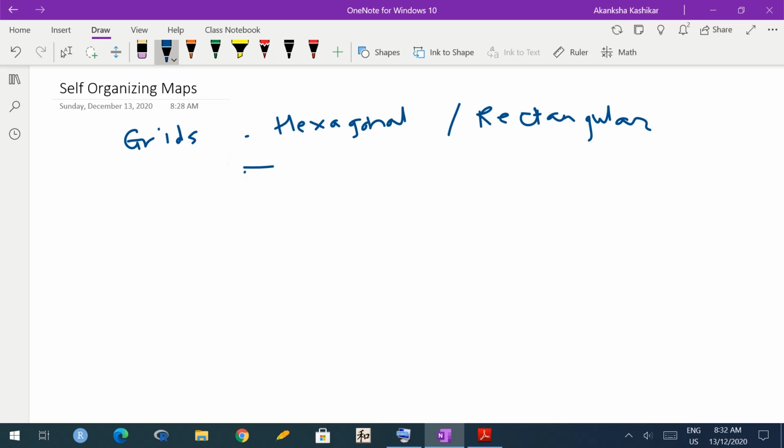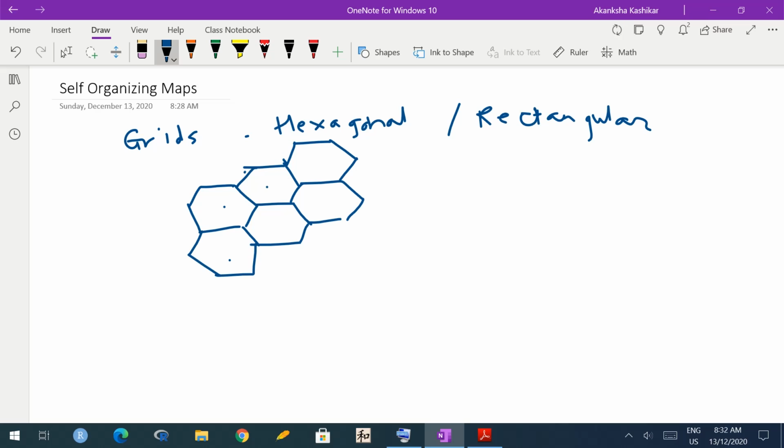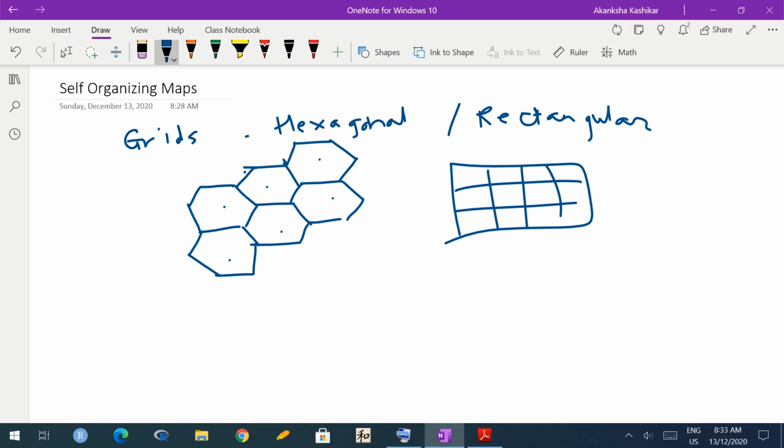Means, so if I have hexagonal grids like this, so these are my grids, then all our objects would actually be assigned to one of these hexagons. Okay, so you try to divide objects into such hexagons. Okay, same thing can happen with usual rectangular type of structure. Okay, so you divide objects into these. So what is the procedure? So let me first write down the procedure.